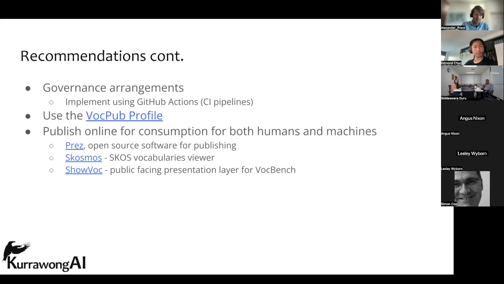There is also this VocPub profile that the Australian Government Linked Data Working Group is working on, where it's essentially an opinionated standard of how to publish SKOS-controlled vocabularies. So there's required and recommended metadata in there that you can look at and follow, and the VocPub profile also provides a validator for you to use as well to ensure that the vocabulary you're creating conforms to that VocPub profile.